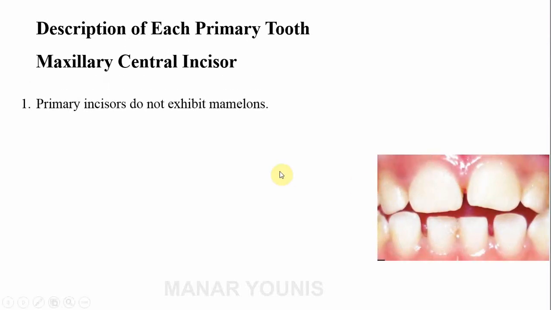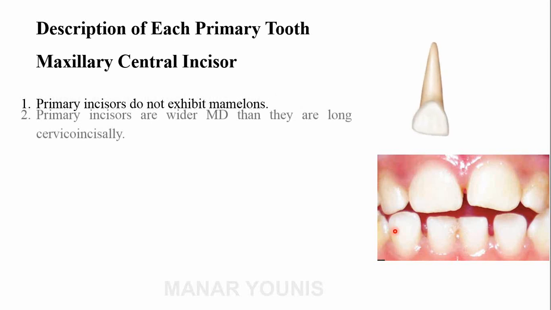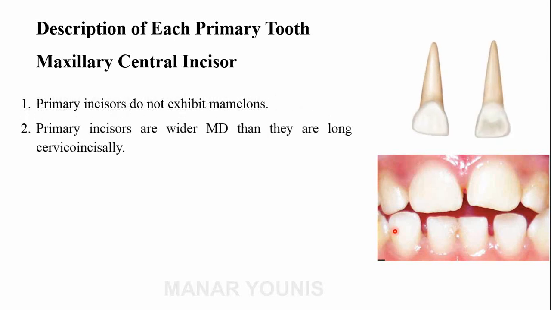The primary incisors do not exhibit mamelons when they erupt. Their incisal edges are flat and smooth compared with permanent incisors. Primary incisors are wider mesiodistally than they are long cervico-incisally, which is a main feature for all primary teeth. They are wider than their crown length.